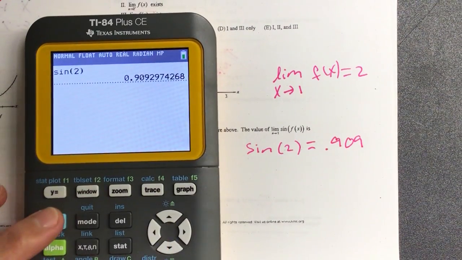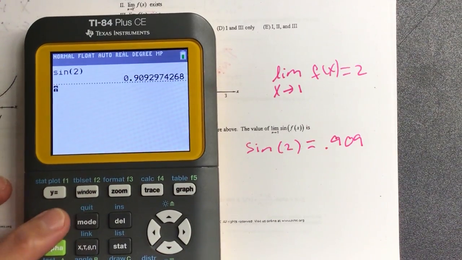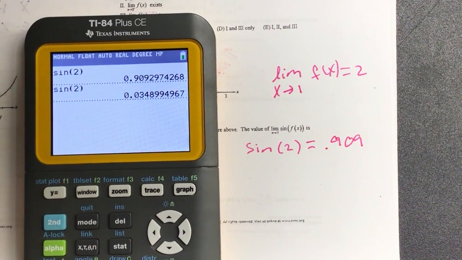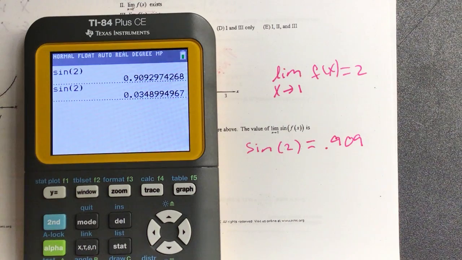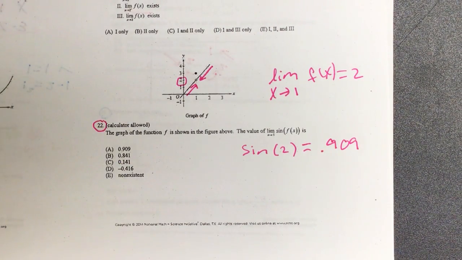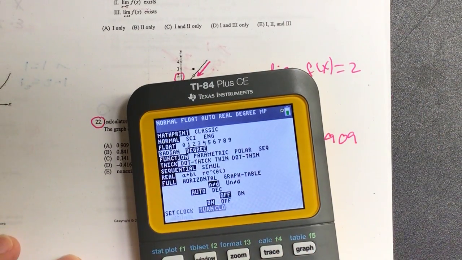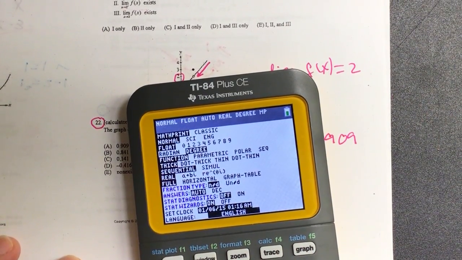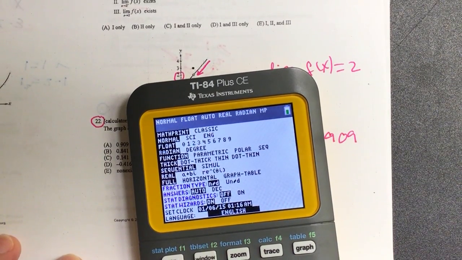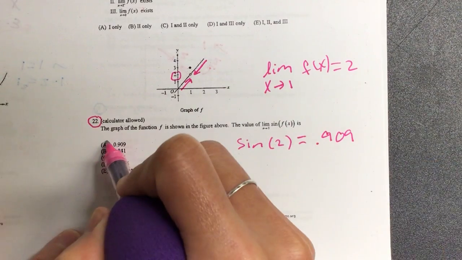What would you get if you were in degree mode? Let's try it, because for sure it's got to be different. Degree would be more for geometry. The nice thing is, your mode by default, when you reset your calculator, will set you on radian anyway. So if you forget, it might be okay. So we have 0.909.